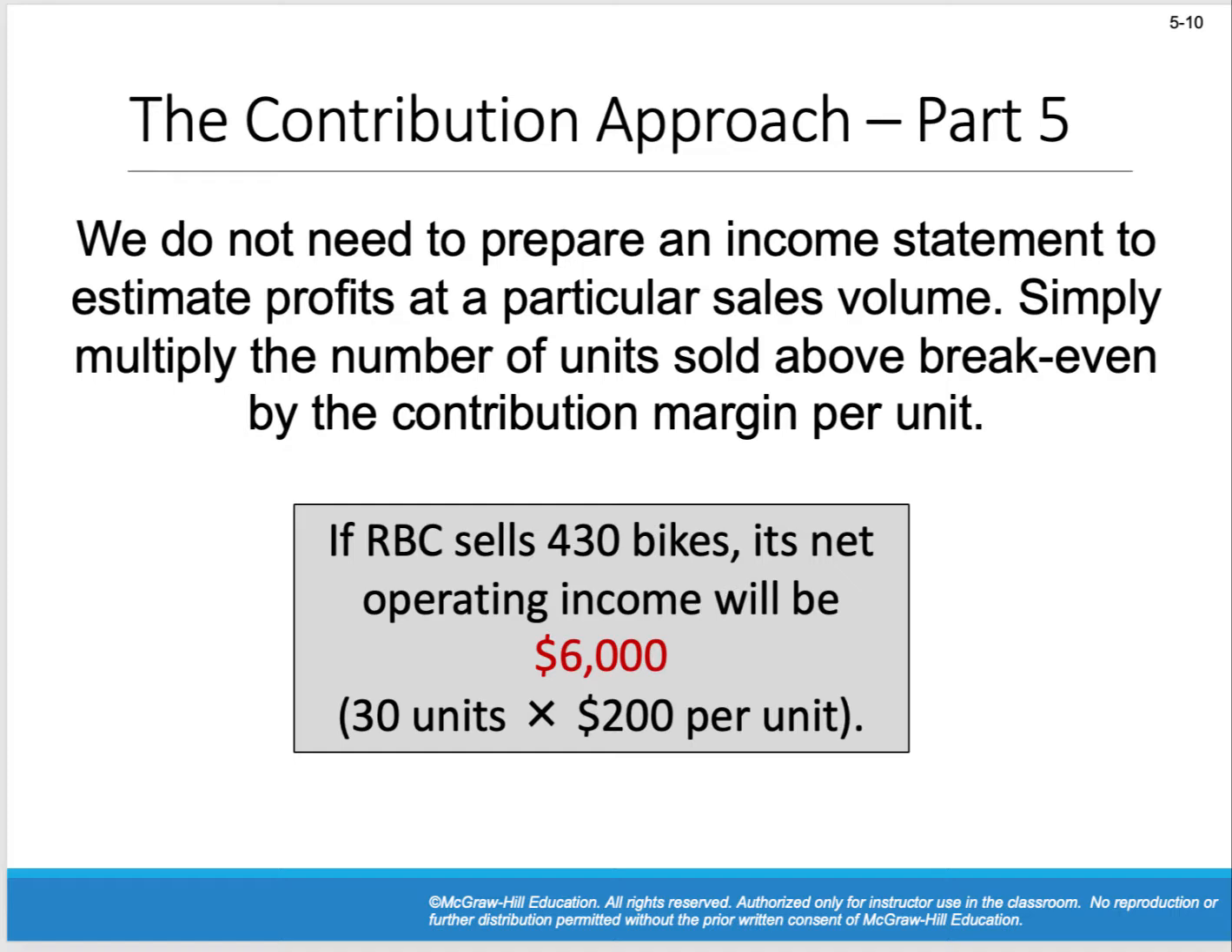So we know our break-even point is 400 bikes. All we need to do is take the number of units sold above the break-even point, which is 30. We multiply that by the $200 per unit contribution margin, and we see that RBC will have a net operating income of $6,000.